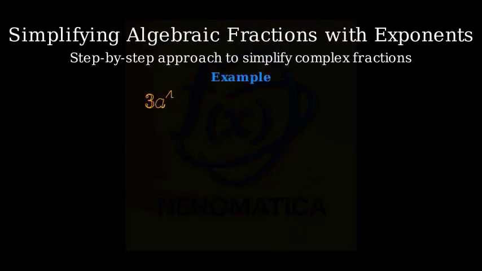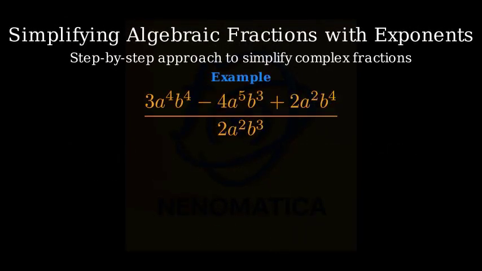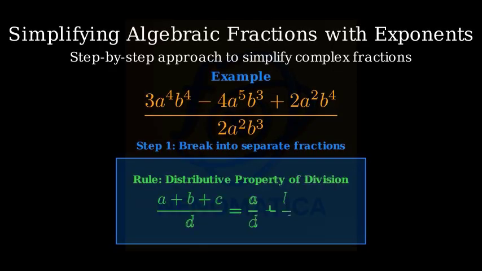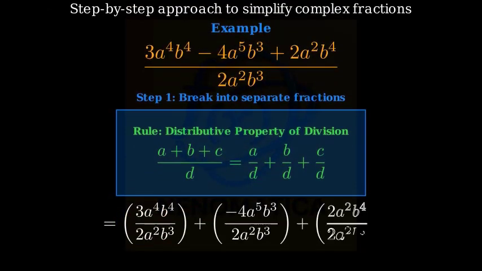We have the fraction 3a to the power of 4 b to the power of 4 minus 4a to the power of 5 b cubed plus 2a squared b to the power of 4, all divided by 2a squared b cubed. The first step in simplifying this expression is to break it down into separate fractions. Let's split the numerator terms and write them as individual fractions with the same denominator. We're using the distributive property of division over addition and subtraction.